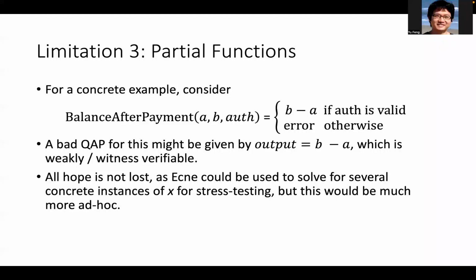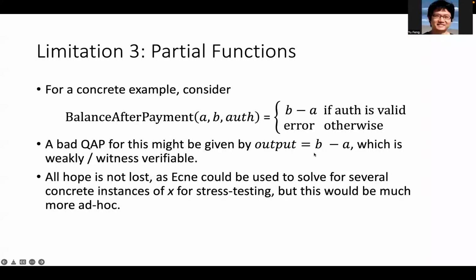A bad QAP. So what do you mean by? Here's, okay, so this is a QAP that works, right? Output equals b minus a. This QAP satisfies weak and witness verification. Output is uniquely determined given b and a.